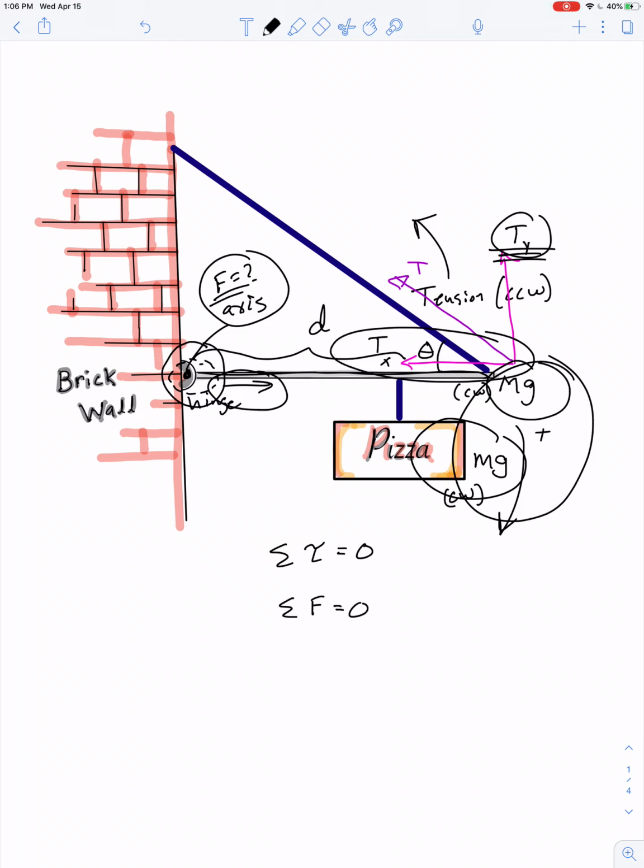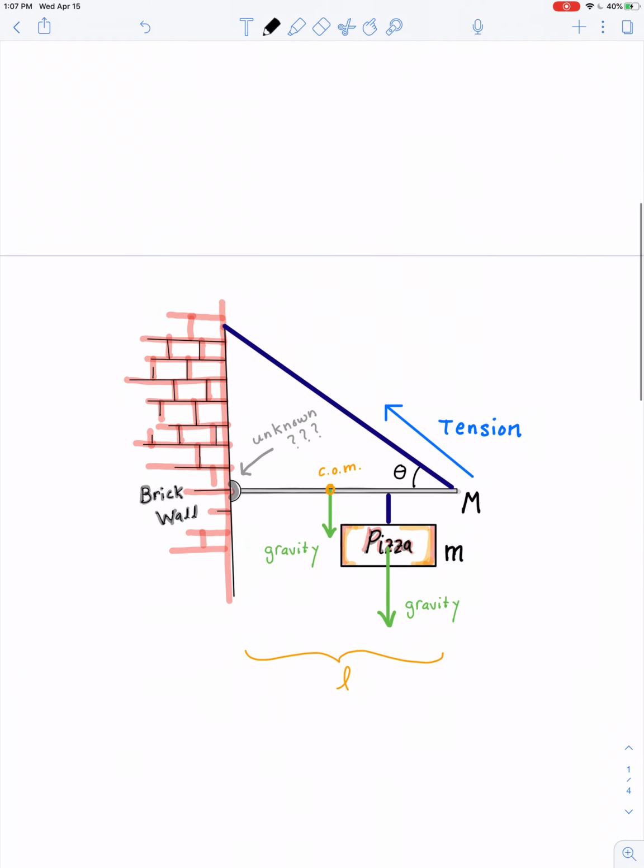Okay, so this is a two-part problem. First part, find how much tension is in this cable, and then the second part, find out the reaction force at the hinge. So let's continue. Here we've got it diagrammed a little bit better.